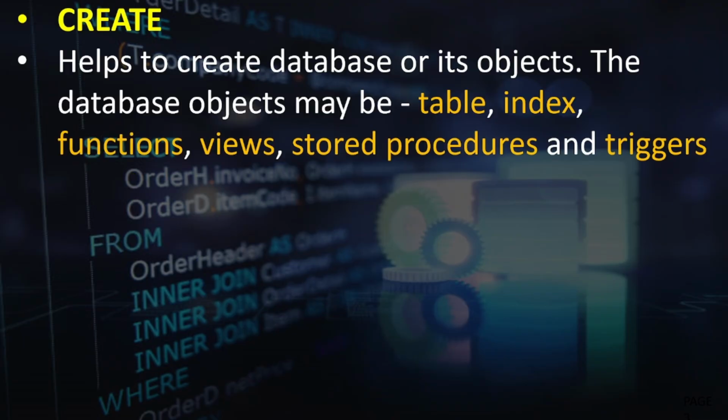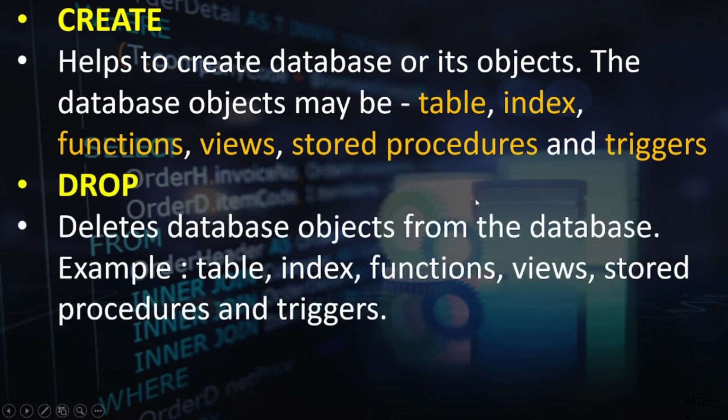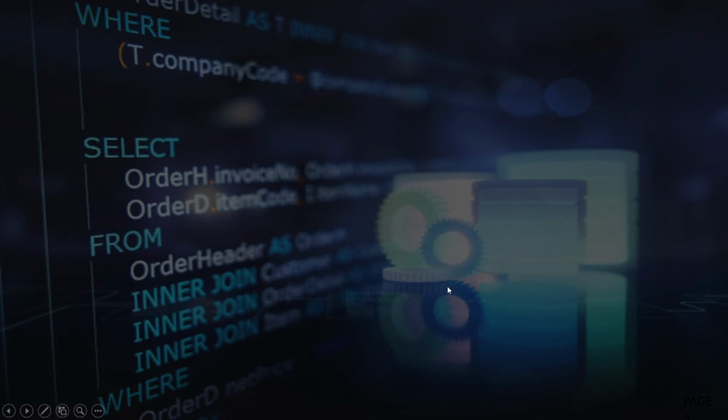Make sense? So I understand that all this create DDL is pretty much clear to you. We have created all these database objects here. Next is drop. This basically deletes the database object. So whatever you have created, like table, index, view, or stored procedure, can be dropped using drop, right? So this is a drop DDL.